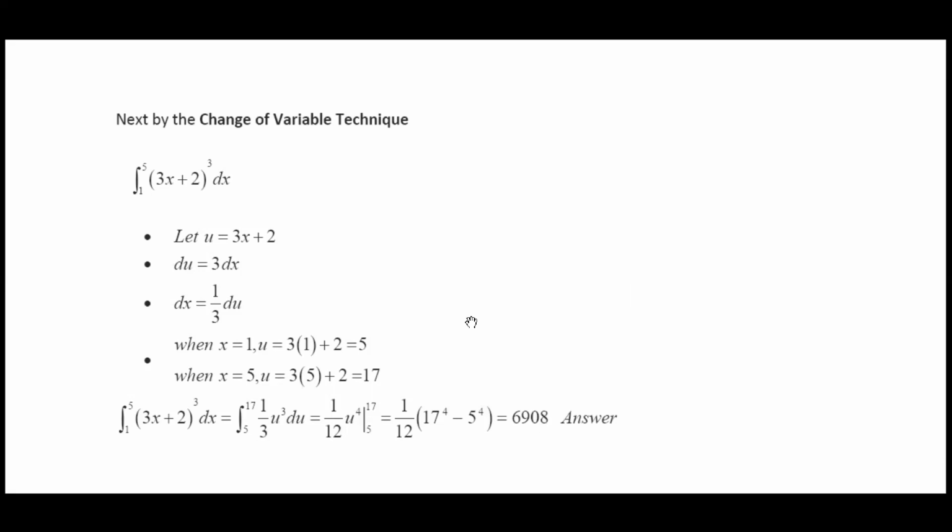Now, what you want to make sure you don't do is put it in terms of u, but keep the 1 and 5. You will get the wrong answer.